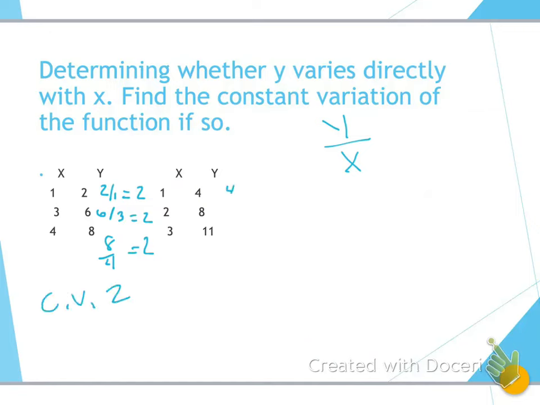My next one, I got 4 over 1, which is 4. I have 8 over 2, which is 4. I have 11 over 3, which is not 4. So there is no constant of variation because they're not increasing by the same thing. So if I graph them, it's not going to create a straight line because they're not increasing by the same number.